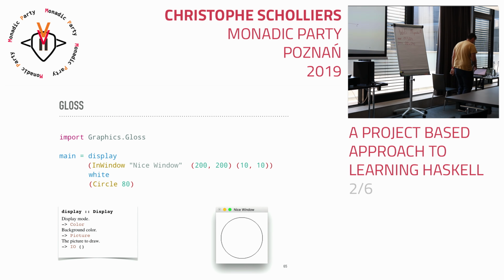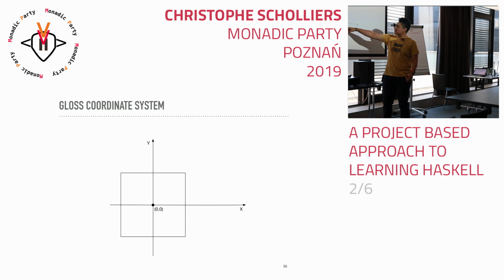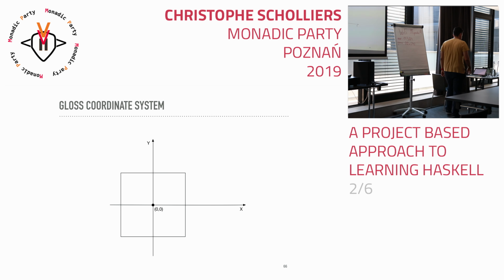Okay, so that's one thing. So that's the coordinate system. So the point 0, 0 is in the middle of your screen. The y-axis goes up, and the x-axis goes to the right. That's important to know where to draw things. And so what we are going to use is a function simulate.